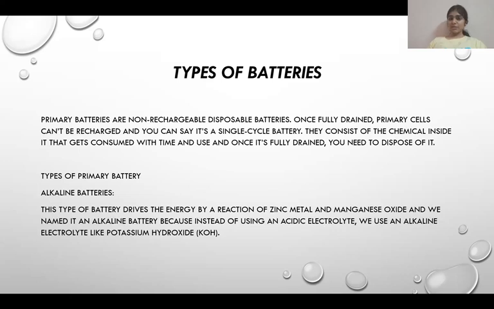A single cycle battery means that it cannot be reused, it is used only once, and it consists of chemicals inside it consumed with time and use, and once it is fully drained you need to dispose of it. An example of primary batteries is the alkaline battery. The alkaline battery derives its energy from the reaction of zinc metal and manganese oxide, and we name it the alkaline battery. Instead of an acid electrolyte, we use an alkaline electrolyte like potassium hydroxide. This is the best example of a primary battery.